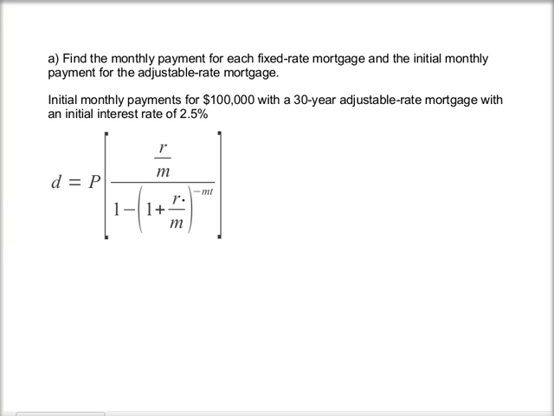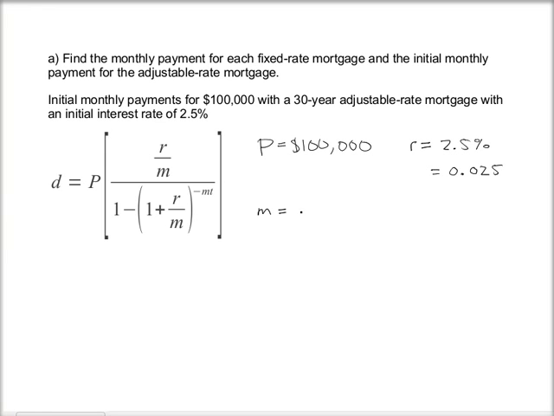I'm just looking at the initial monthly payments here because the interest rate could change later on, so I'm not going to be sure what my payments are later, but I can tell what they will be in the beginning. So again, P is $100,000. R is going to be my initial interest rate, which is 2.5%, and that is going to be equal to 0.025 in decimal form.